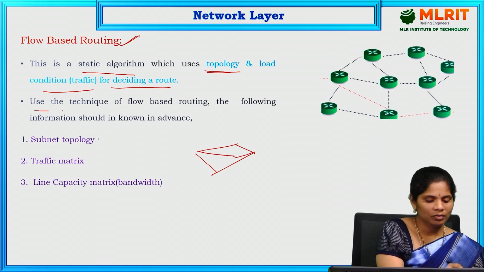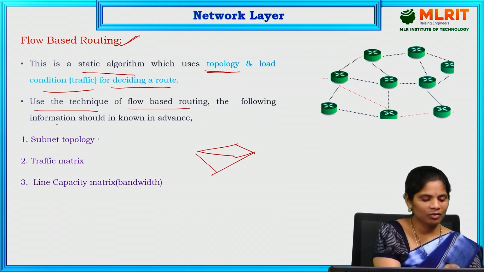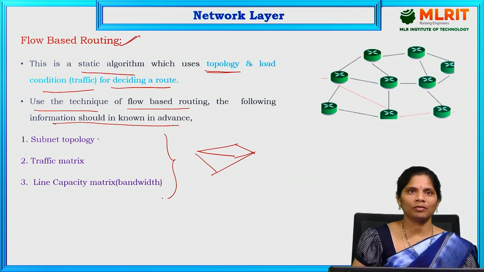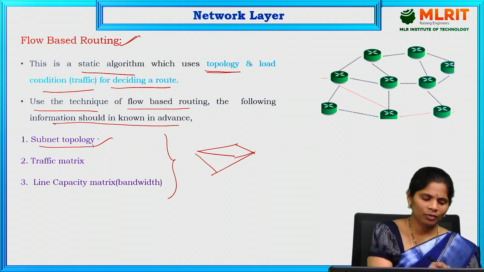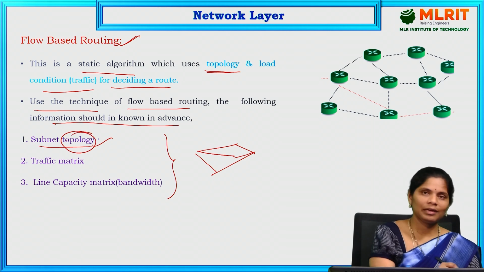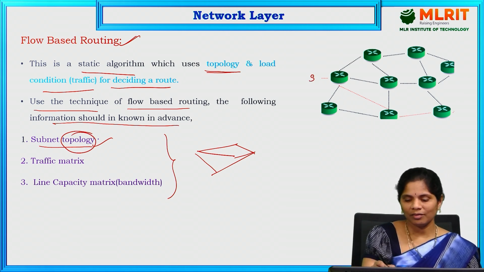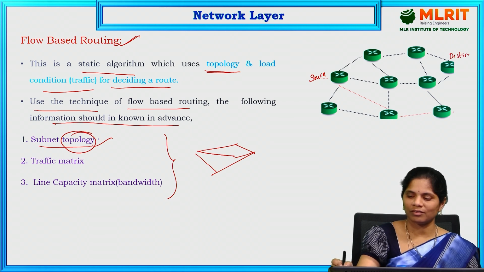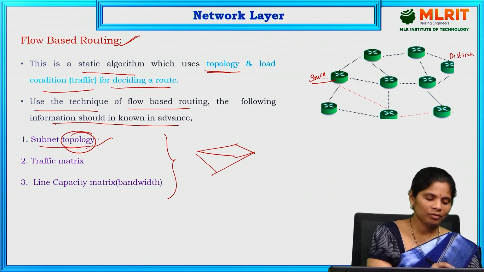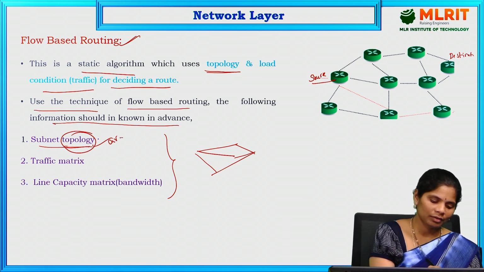See here, to use this technique, flow based routing, the following information should be known in advance. What are the three things we are going to follow in flow based routing? First one is the subnet topology. What is subnet topology here? Topology is nothing but the physical arrangement. Here is the source, here is the destination. Subnet topology means what are the available routes for sending the data.